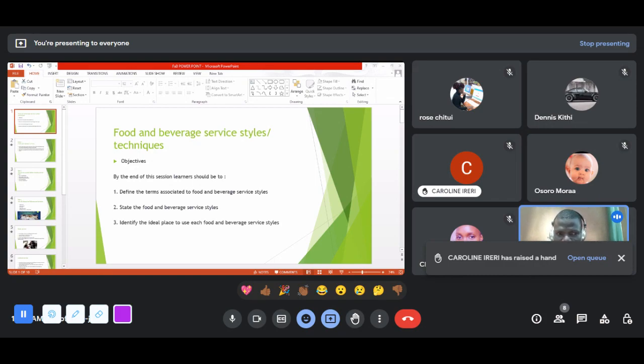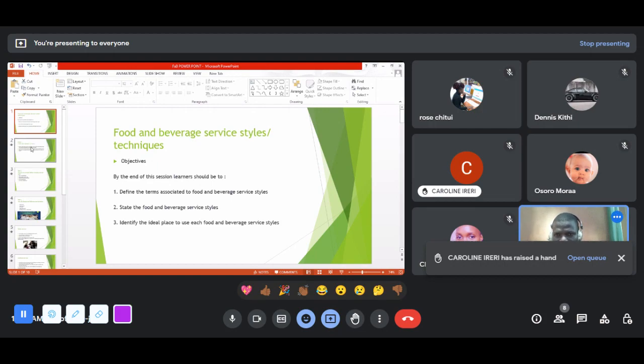So our objectives for the day are, number one, we'll be able to define terms associated with food and beverage service styles. And then we'll also state the food and beverage service styles that are available in our hospitality industry. We are also going to look at identification of the ideal place to use each and every food and beverage style that we would have looked at. Yes, so that is going to guide our discussion throughout our lesson.